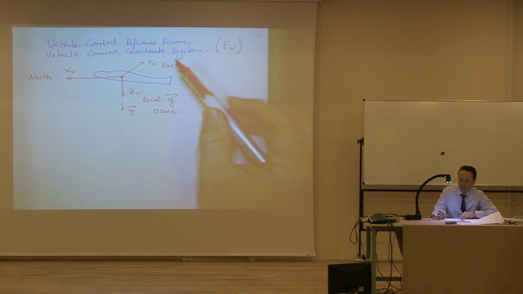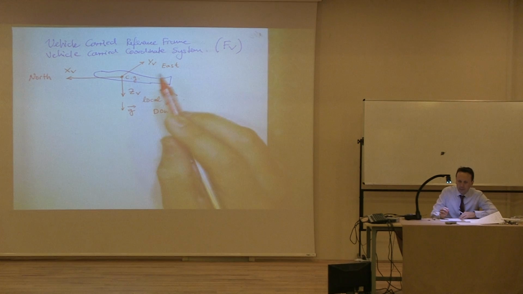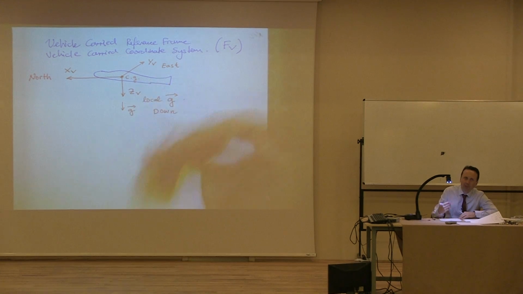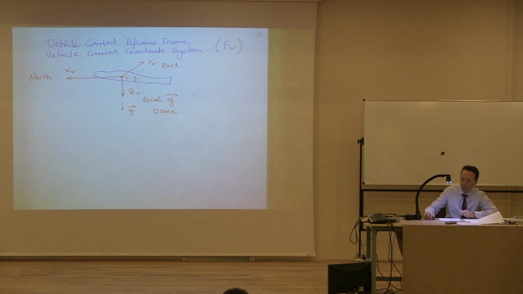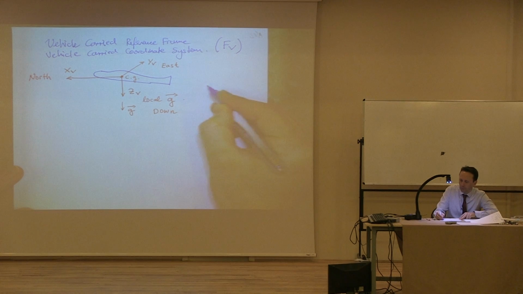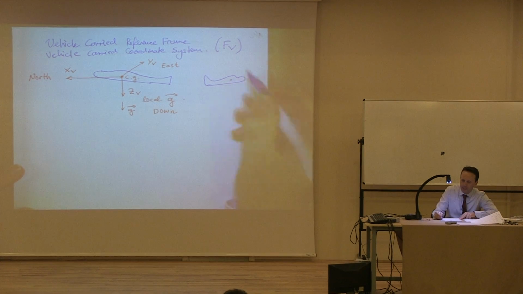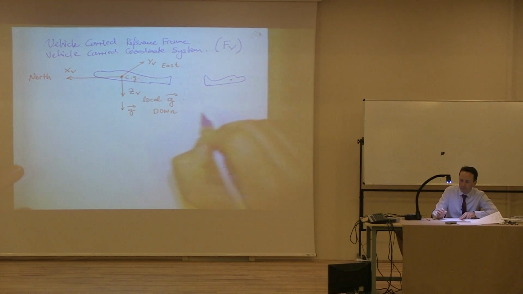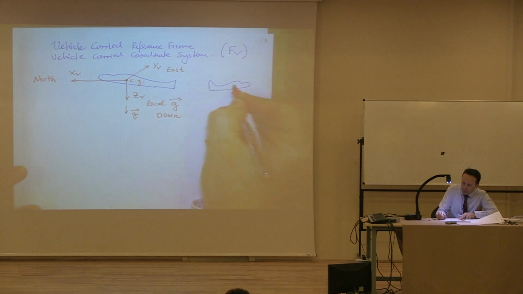Okay? Now, this is attached at the CG of the aircraft, and this is always the case. Which means if the airplane starts rotating, XV is still pointing towards north. So if you had an airplane that was looking like this, okay, and this is a CG and it's flying this way, XV would still be in this direction.